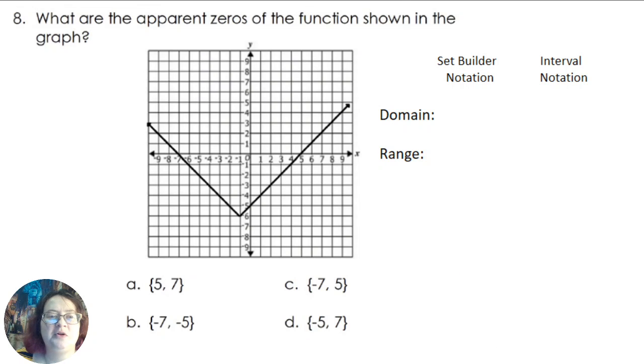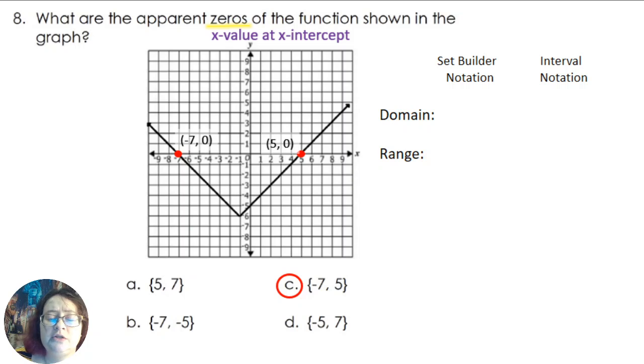All right, last example. Number 8, what are the apparent zeros of the graph? Remember, a zero is an x-intercept. So we are looking at the x values at the x-intercepts. And when I look at the graph, we have one on the left at -7 and one on the right where x is 5. So -7 and 5 are my zeros. My x-intercepts are (-7, 0) and (5, 0). I only want the x values, -7 and 5, so I circle answer choice C.